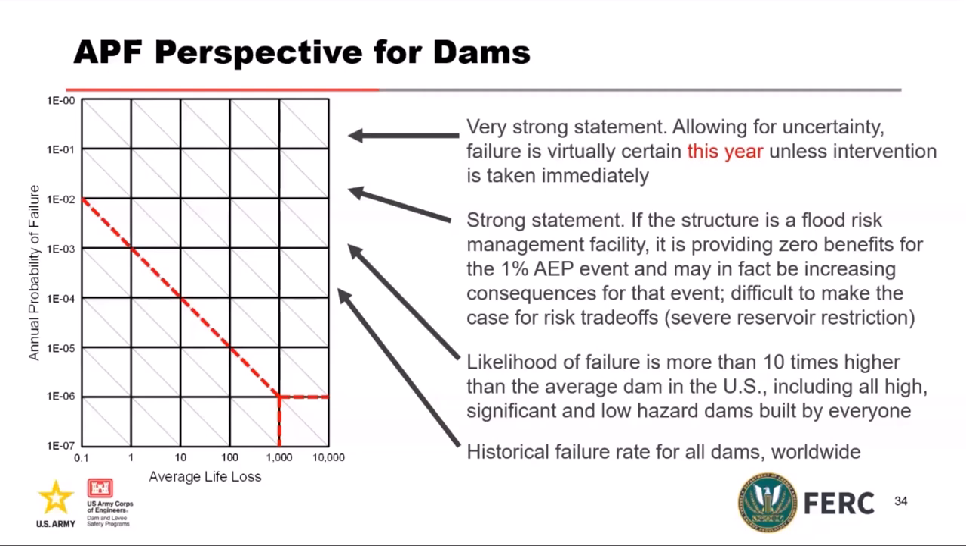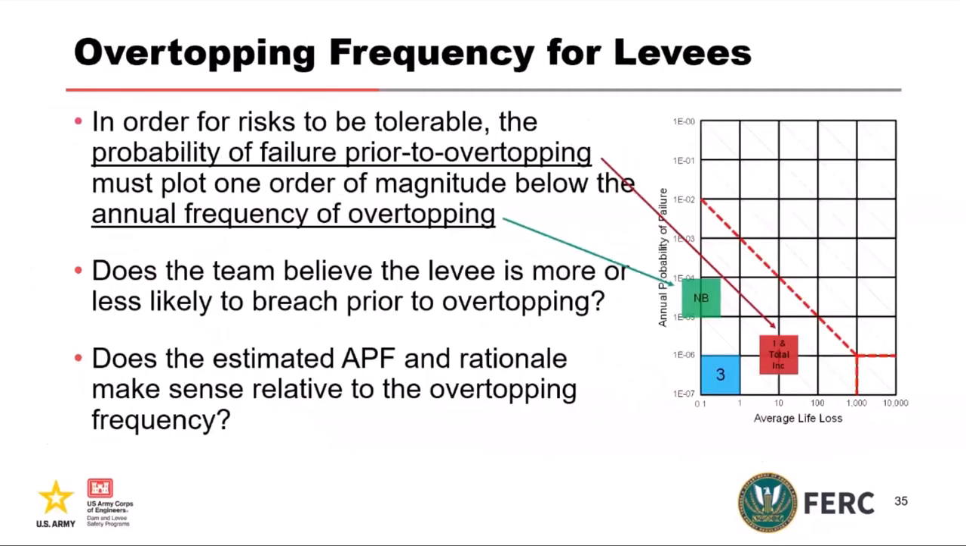Talk about this category. It's about 10 times higher than the average dam in the United States. And this is a historical failure rate here, 1 in 10,000. So those numbers mean something. You should pay attention to what they mean. If you're making a case that these risks are really high, but you don't have any evidence that something's bad, it's a really hard case to make, and it's really hard for your decision makers to take that credibly.